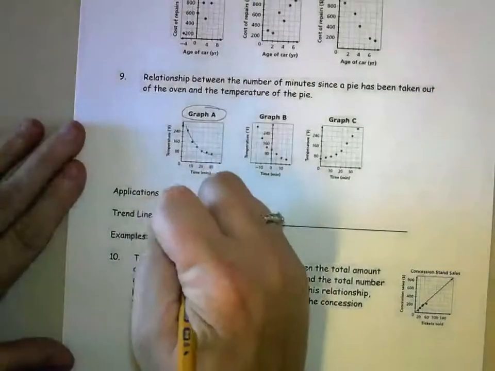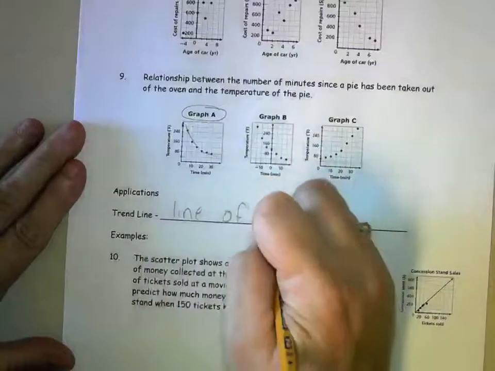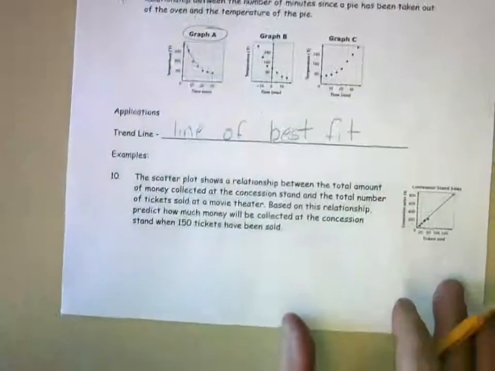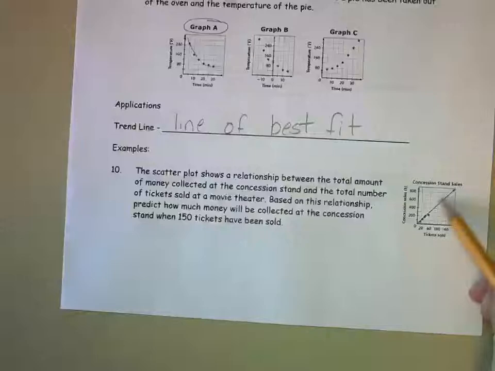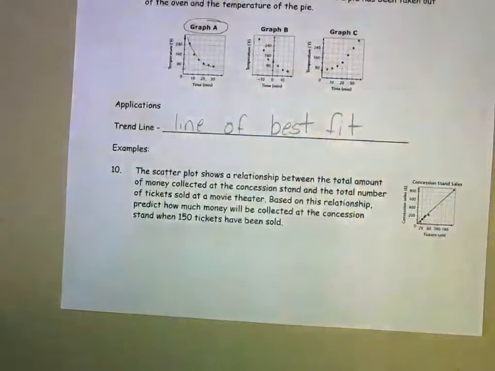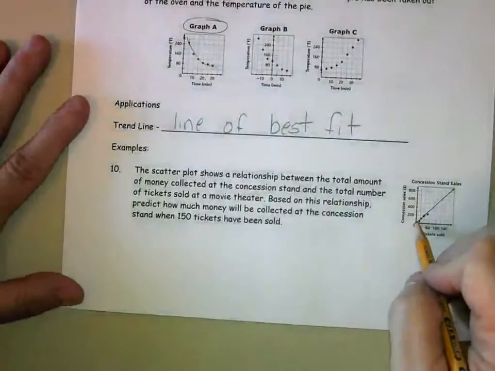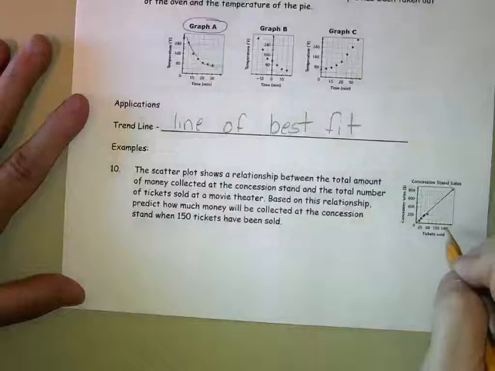A trend line is a line of best fit. And you can see in example 10 how we kind of fit this line to the data. The scatter plot shows the relationship between the total amount of money collected at the concession stand and the total number of tickets sold at the movie theater. Based on this relationship, predict how much money will be collected at the concession stand when 150 tickets have been sold. Well, 150 would be about right here.